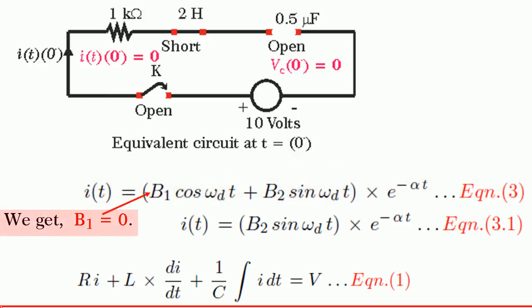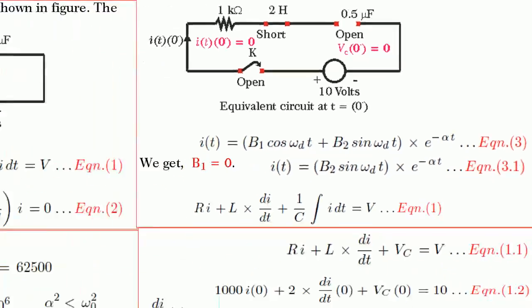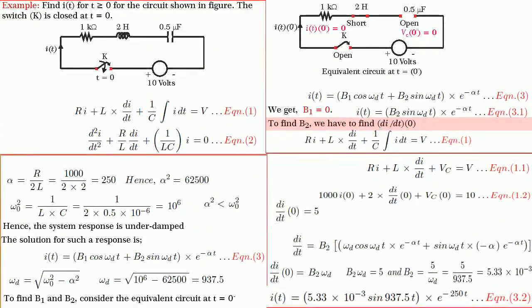So, the solution for i(t) is reduced to i(t) = b2 sin(omega d t) e^(-alpha t). Now, to find b2, we have to find di/dt at 0.